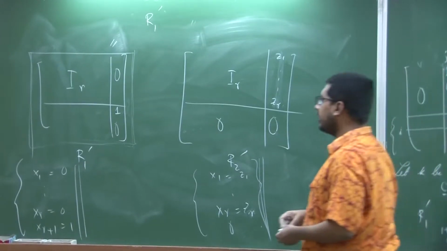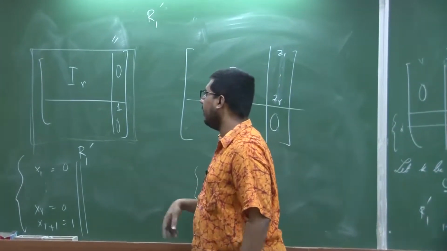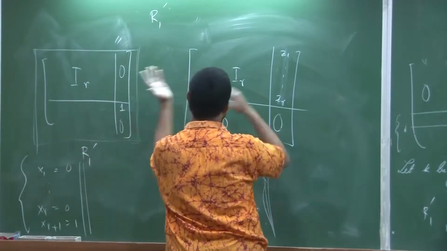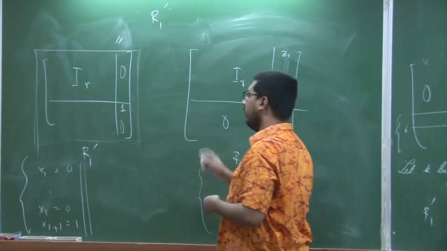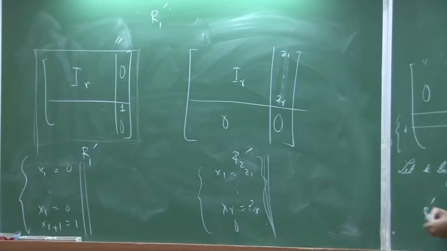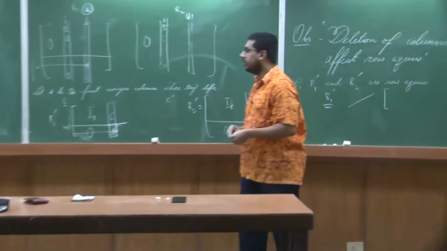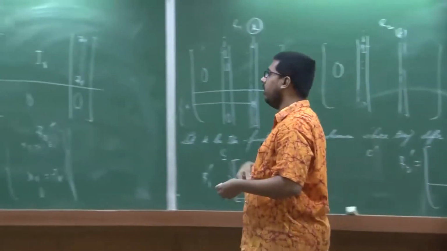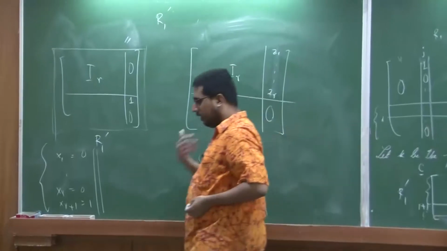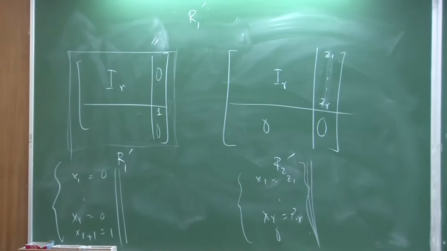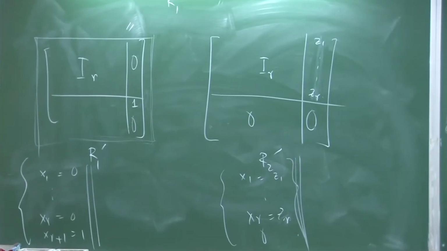Same for R2 dash, and we see that it cannot happen that one is of one form and the other is of the other form. So, I think with that I will finish this lecture. I have just given you the sketch, in fact more or less the complete argument, of the proof of uniqueness.